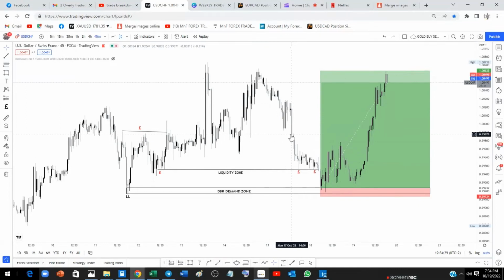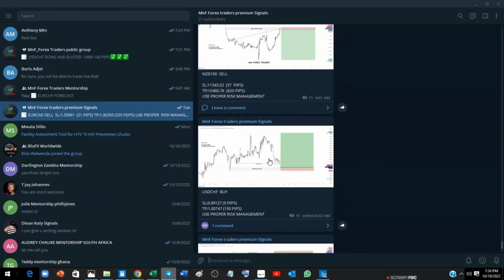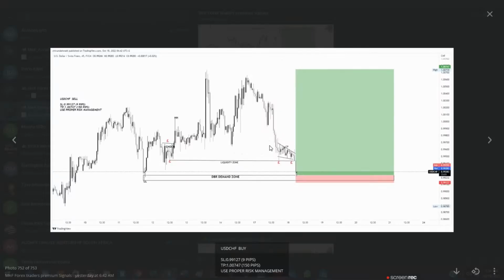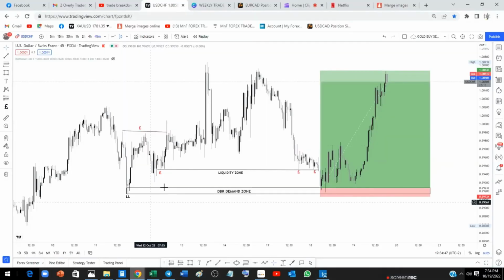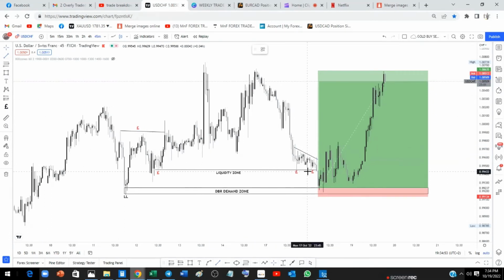It was absolutely amazing. And guess what? This trade was shared with our private community. Let me just show you right now. This is the trade right here. You can clearly see that we had a nice drop-based rally, and then we had liquidity right here, and then we had a nice compression right here. We had a very good compression.